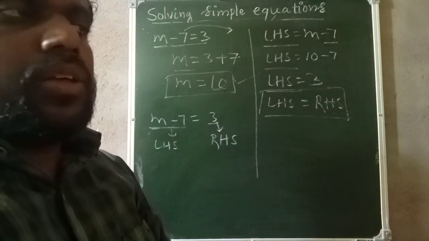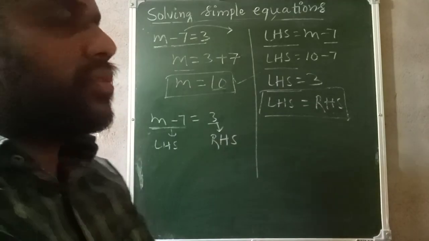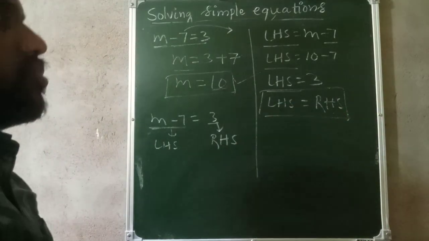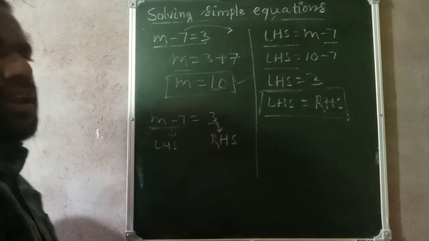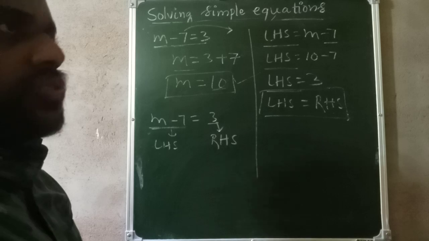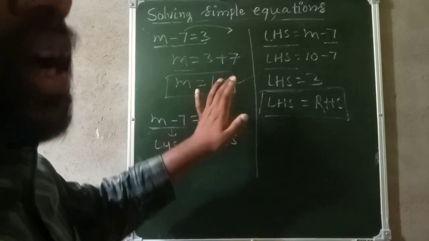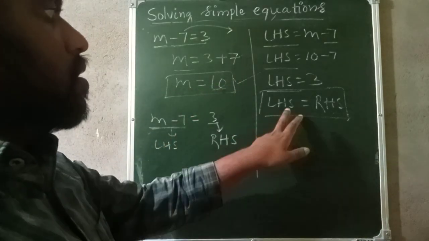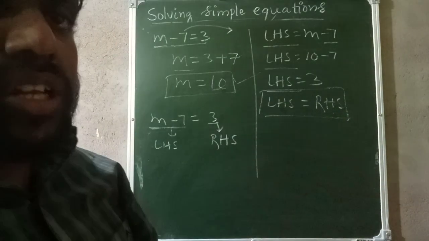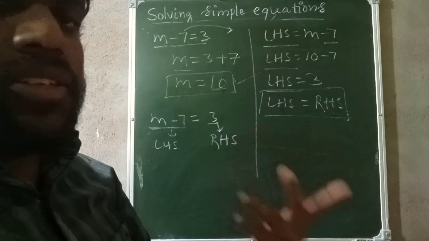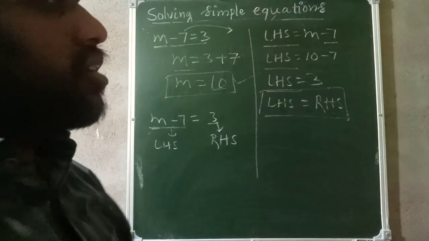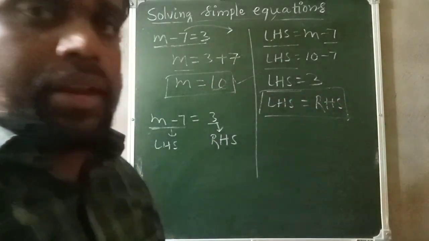Now you remember, when LHS is equal to RHS, that means this answer is correct. M is equal to 10 is correct, because we got LHS is equal to RHS. If LHS is not equal to RHS, then the answer is wrong. But we got LHS is equal to RHS, so this answer is correct.